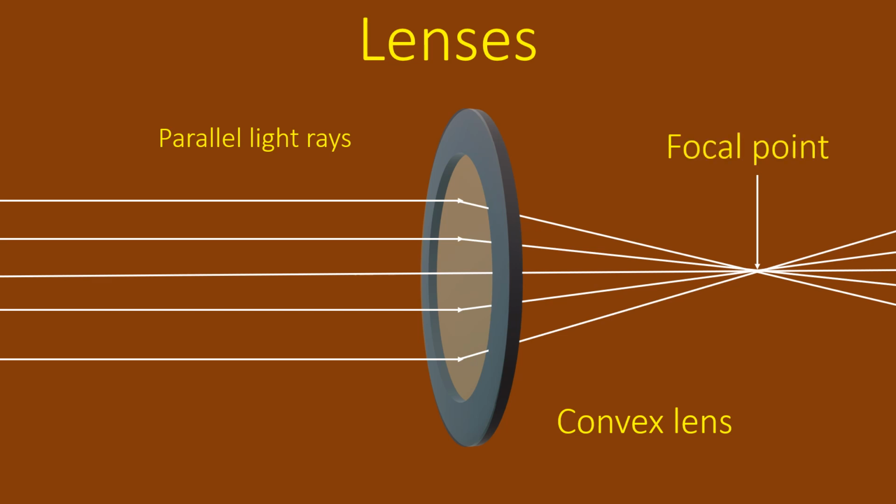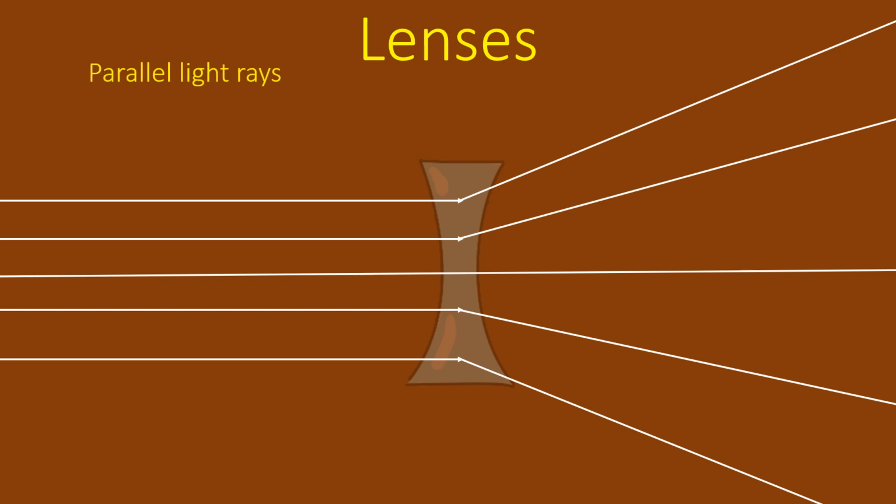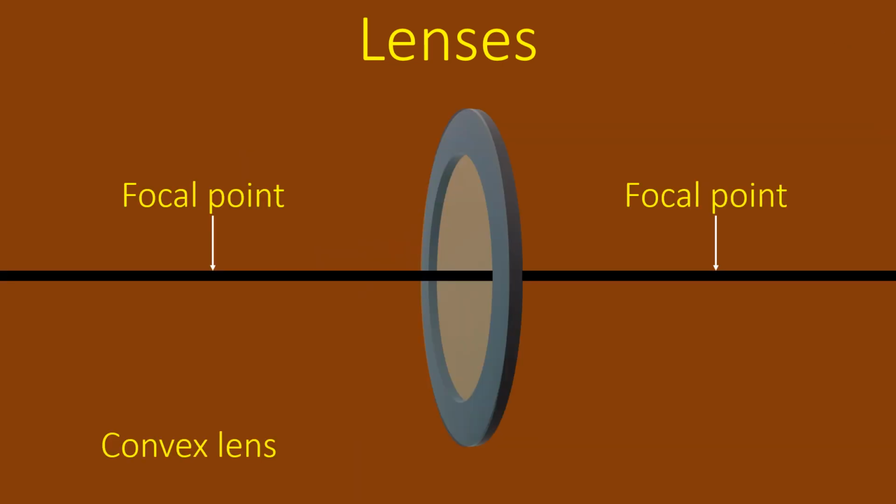When parallel light rays reach a convex lens, they get converged and collected into a single point known as the focal point. On the other hand, concave lenses diverge the parallel light rays, and the focal point is the virtual intersection of the extensions of the light rays. Any lens has two focal points.